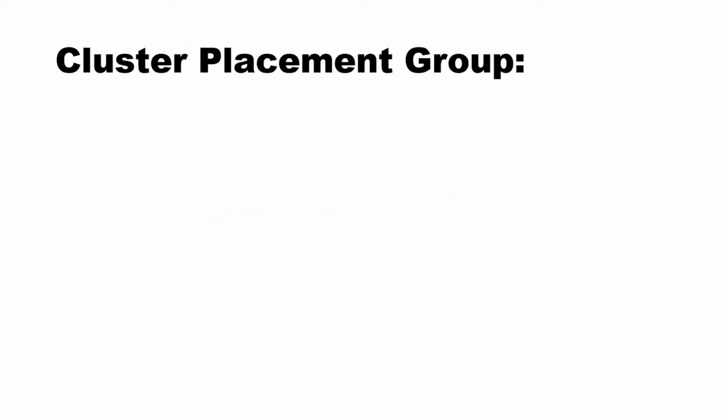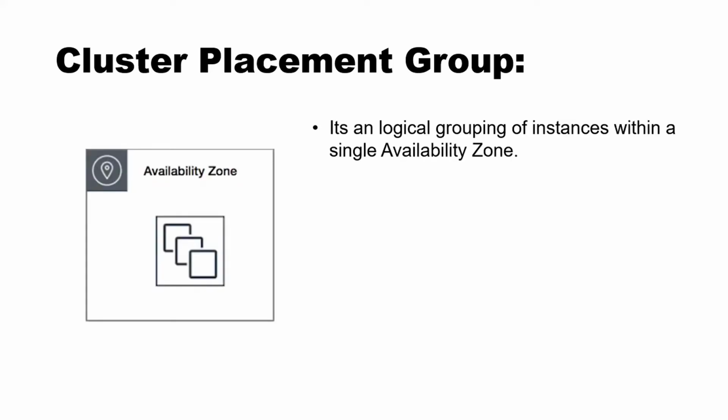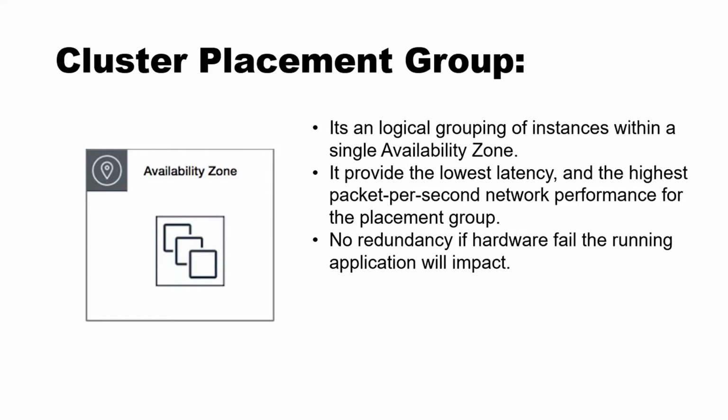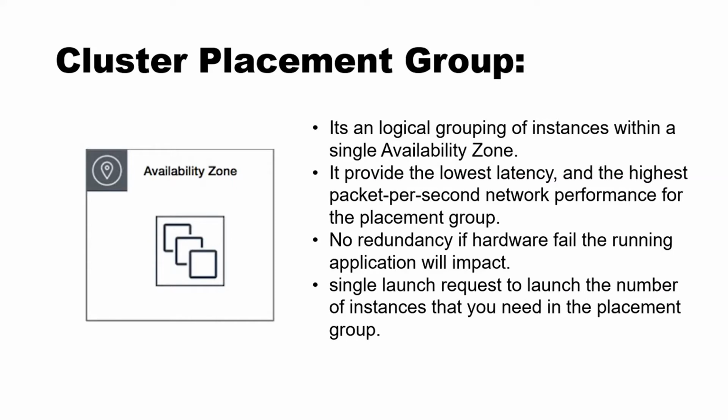First we are going to see the cluster placement group. It is a logical group of instances within a single availability zone. It provides low latency and high packet-per-second network performance. Since it is located in a single availability zone, the network speed will be very fast compared with the other placement groups. But if any hardware fails in this availability zone, the applications running in this zone will be impacted. A single launch request launches the number of instances you need in the placement group. It is ideal for HPC applications, that is, high performance compute. For this kind of application we use the cluster placement group.